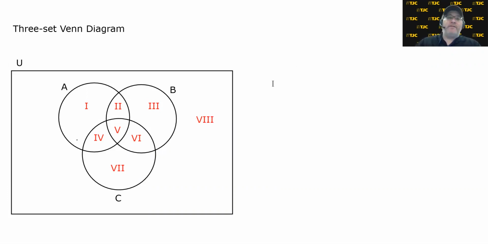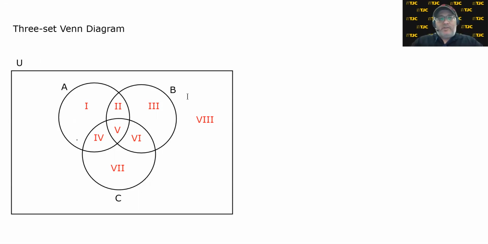It's not a catastrophe if you use regular numbers, Arabic numerals, to label them 1, 2, 3, 4, 5, 6, 7, 8 instead of Roman numerals. But in some of our problems, the elements of these sets will be numbers. And so we can't use numbers to label the regions because then we'll get confused between what is a name of a region and what is an actual element in the set.